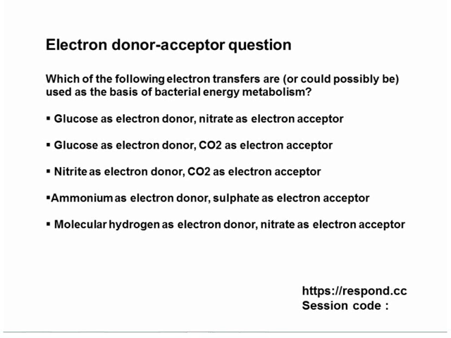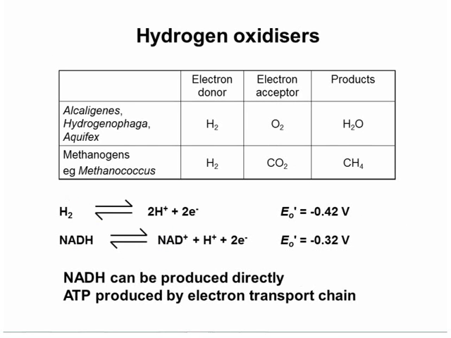Ammonium as the electron donor, sulfate as the electron acceptor. Nobody says that. Molecular hydrogen as the electron donor, nitrate as the electron acceptor. 1 or 2 people. Most people are not putting their hands up. So we've got like 3 or 4 people. So most people have not understood this. Okay.